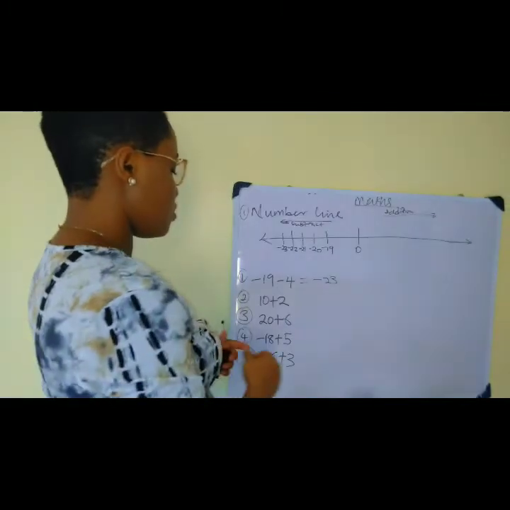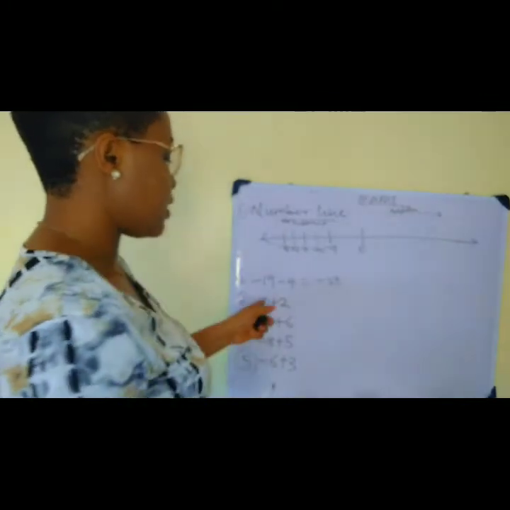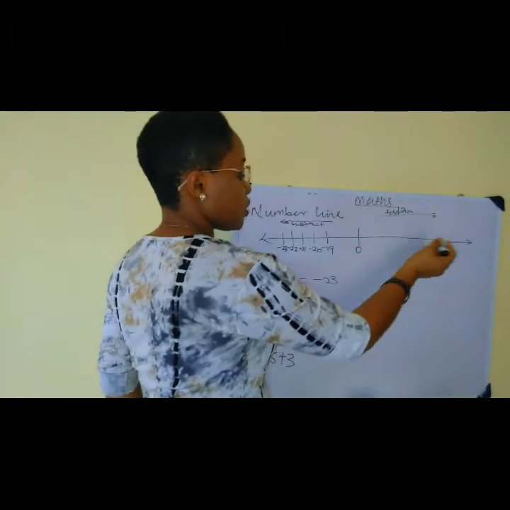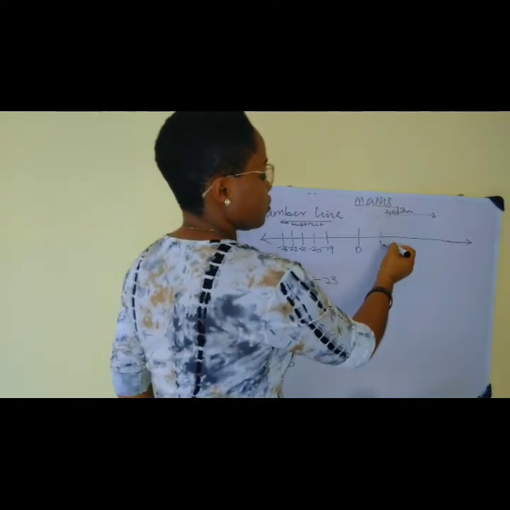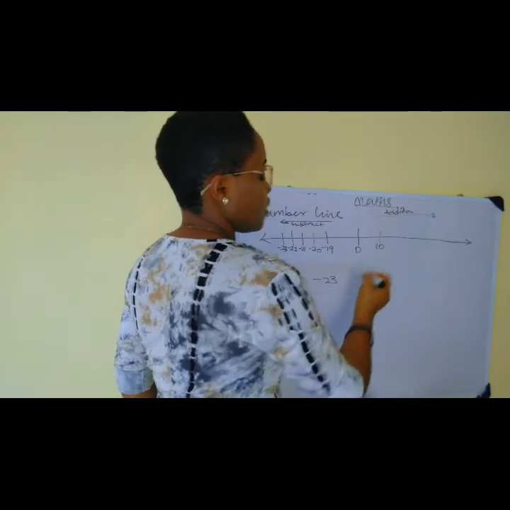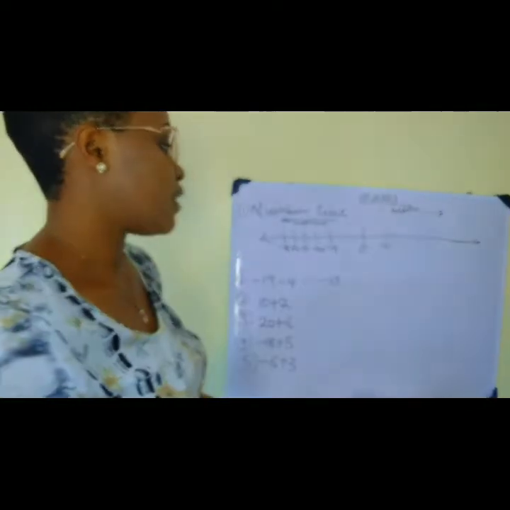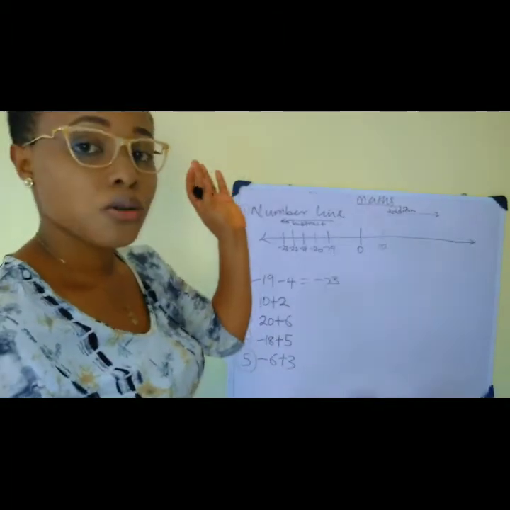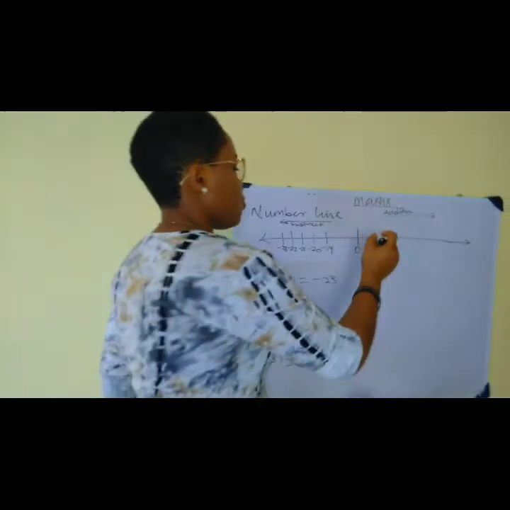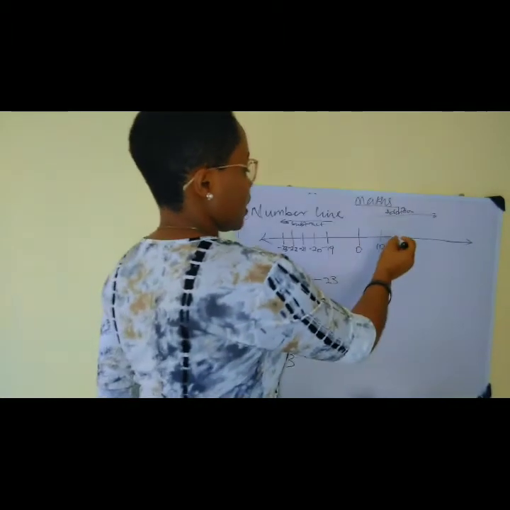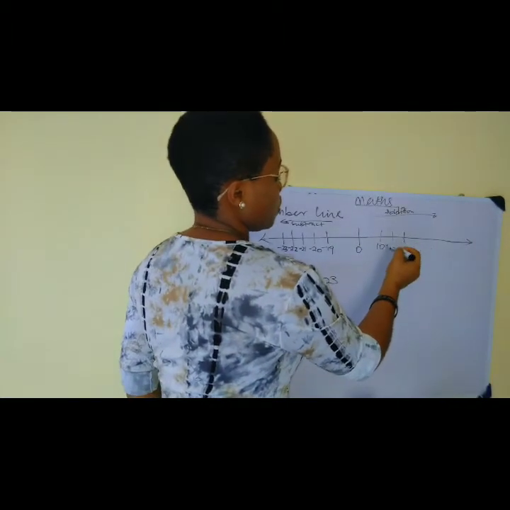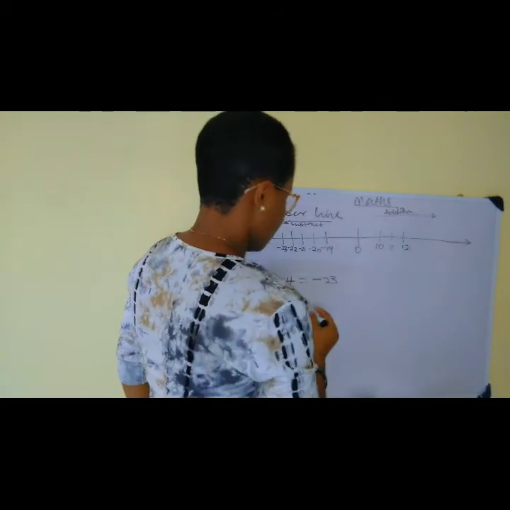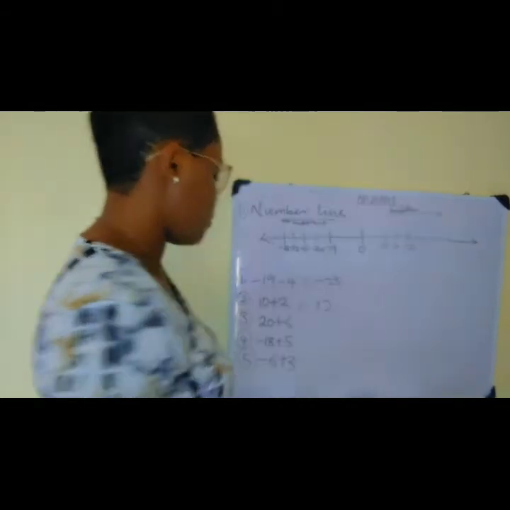Now let's do the second one, 10 plus 2. This is the positive side of the line, so you can just assume that this is the point where 10 is. And then you're supposed to add 2 to it. Addition on the number line, you go right. So adding 2 to 10 will give us 1, 2. Go ahead and place your numbers 11, 12. So for this one, this is 12.